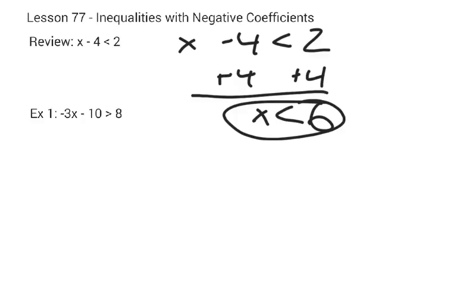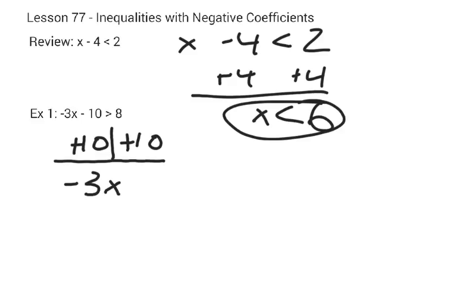For our next problem, we got negative 3x minus 10 is greater than 8. So once again, we're going to start by identifying that negative 3 and negative 10 are our two numbers that we need to move to the right-hand side. Hopefully you're seeing that we need to get rid of that negative 10 first. Therefore, again, magic mirror, I'm going to add 10 to both sides. 10's cancel out, so I got negative 3x is greater than 18.